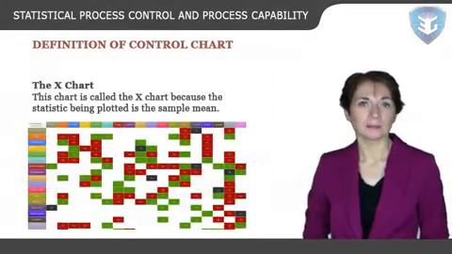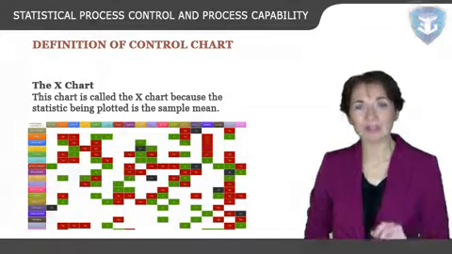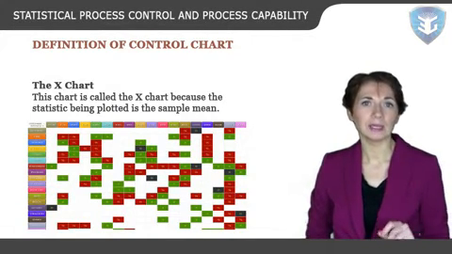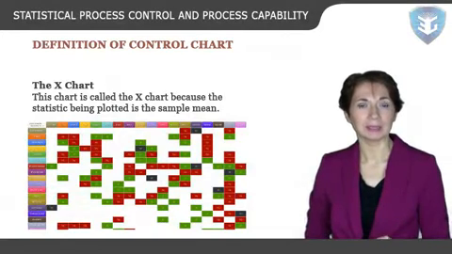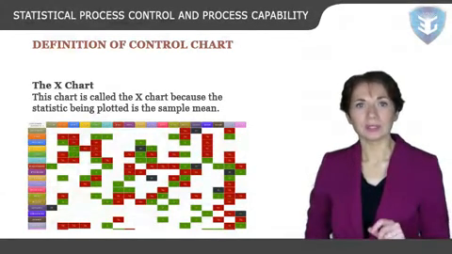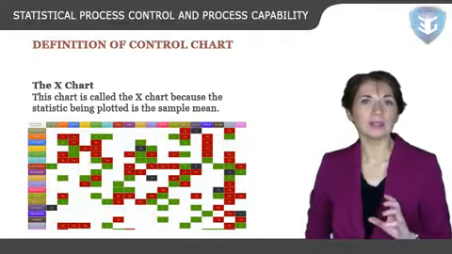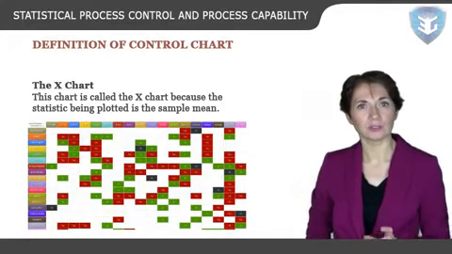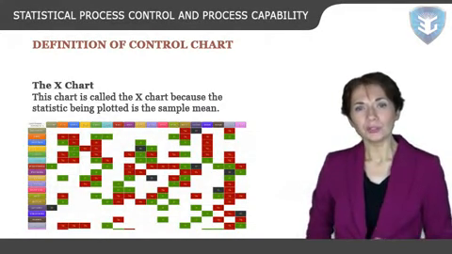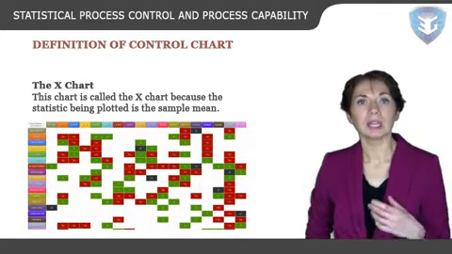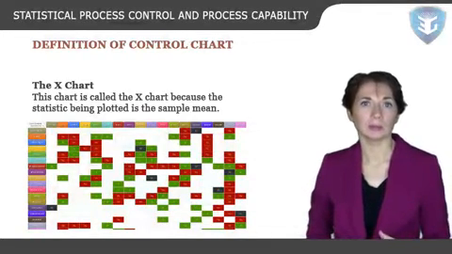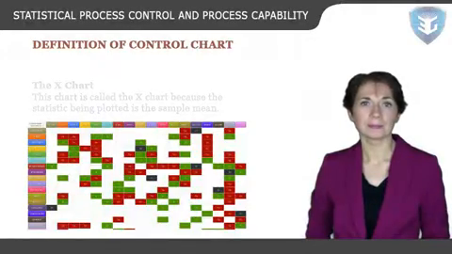The X-bar chart. This chart is called the X-bar chart because the statistic being plotted is the sample mean. The reason for taking a sample is because one is not always sure of the process distribution. By using the sample mean, one can invoke the central limit theorem to assume normality.